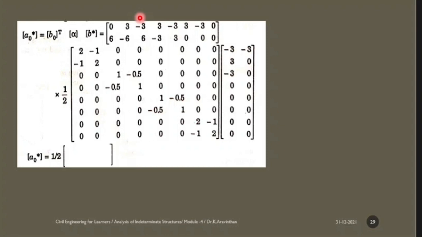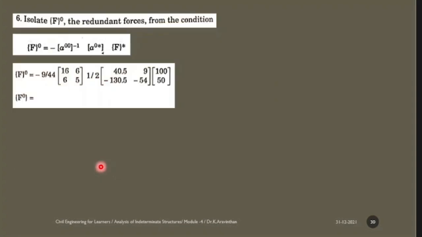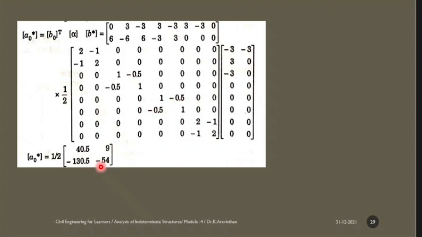If you multiply A matrix into B matrix, you will get C matrix. But if you multiply in reverse, you will not get the answer. Yes or no? This is the matrix property. You have to multiply these two and then the next value. After multiplication, you will be getting the values 40, 9, 103 and minus 54. Okay. Now this will be your A naught star.